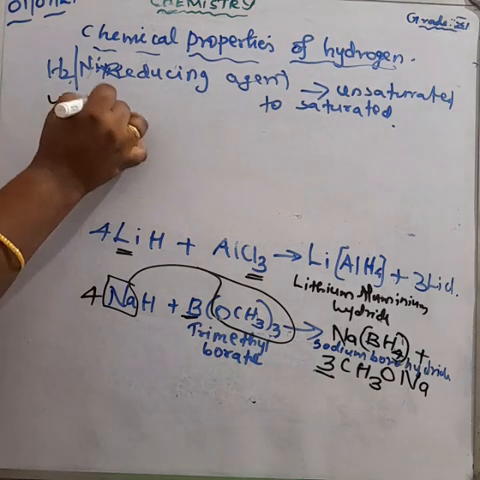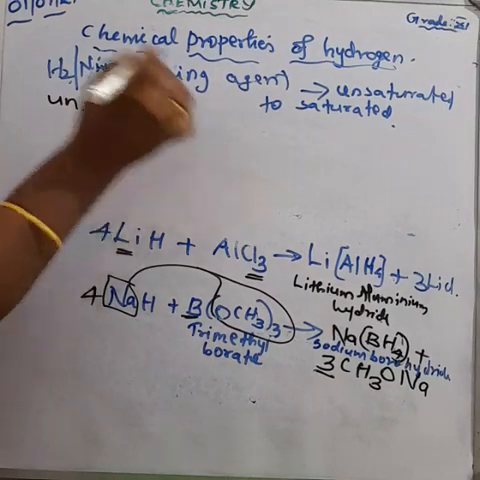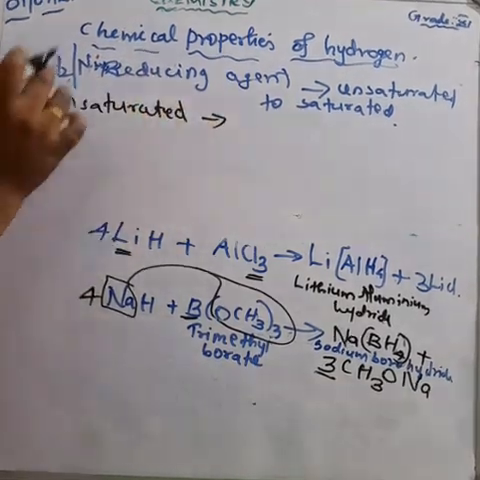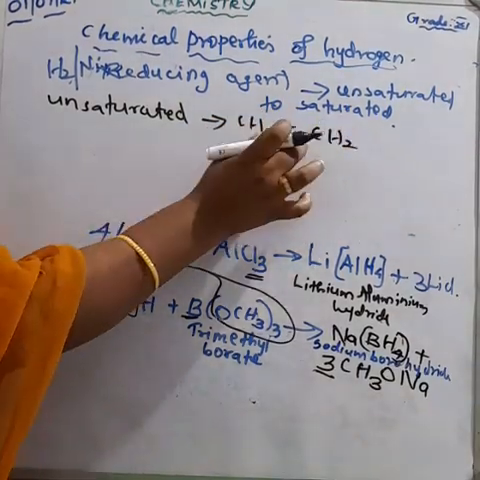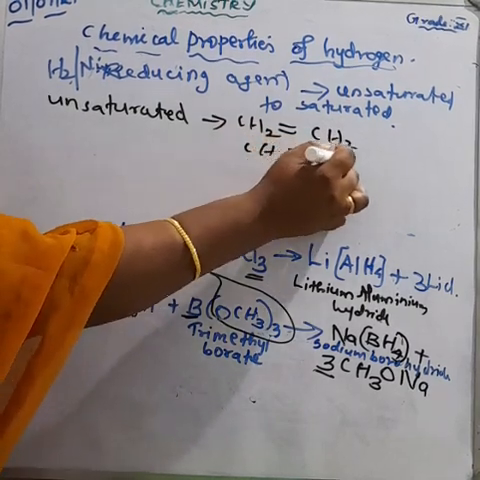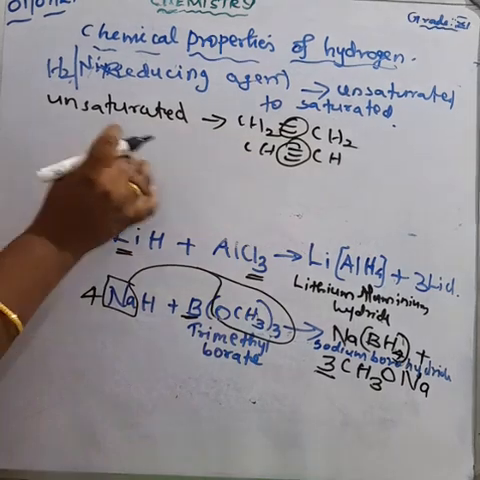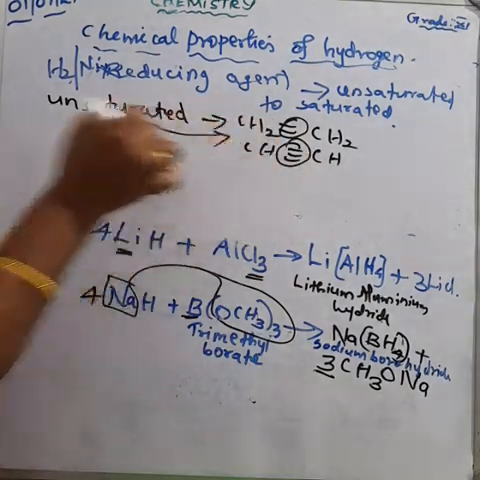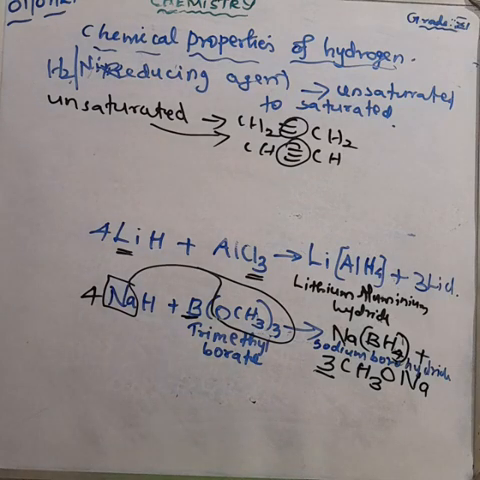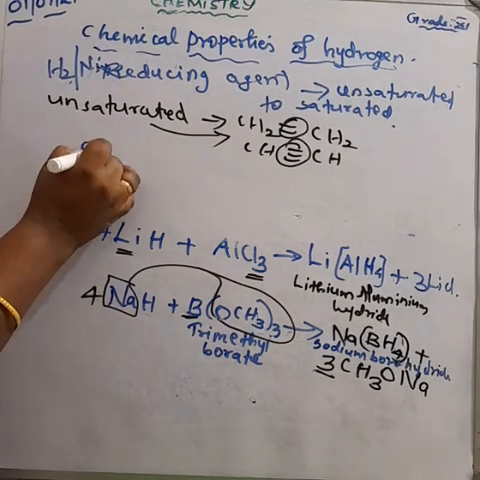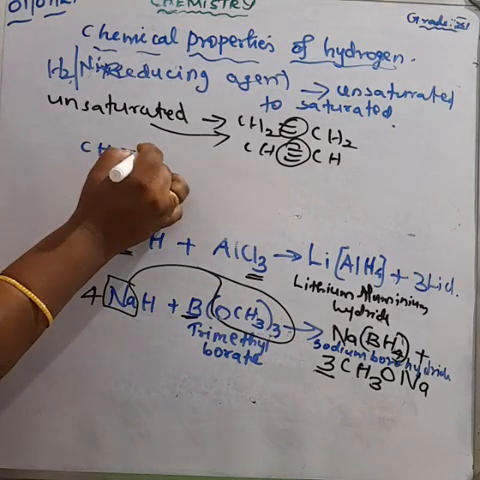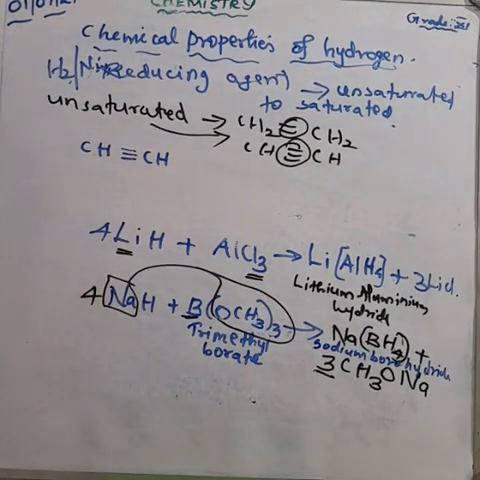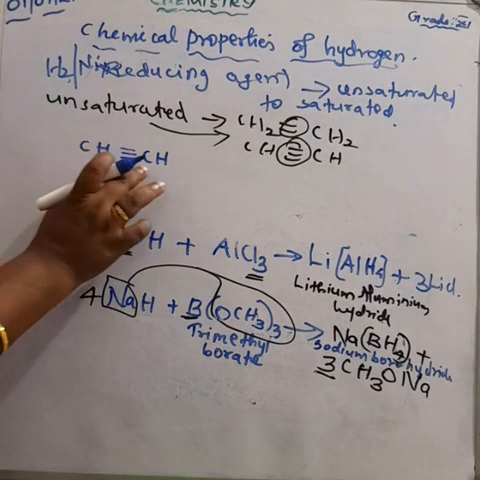So what do you mean by unsaturated compound? What do you mean by saturated here? Unsaturated means when a compound has a double or triple bond, that is called unsaturated. When a compound has a multiple bond, that is an unsaturated compound. Here I am taking one unsaturated compound, acetylene. What is the formula for acetylene? CH triple bond CH.